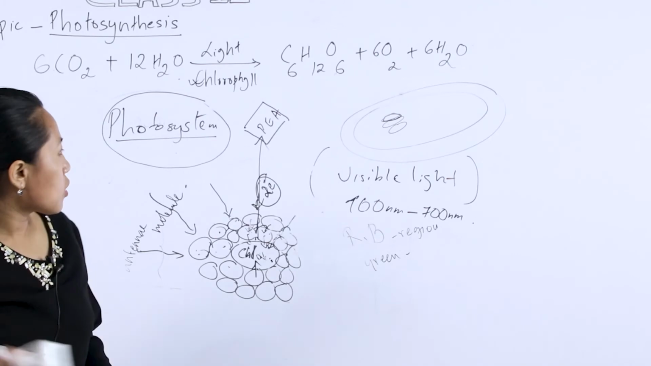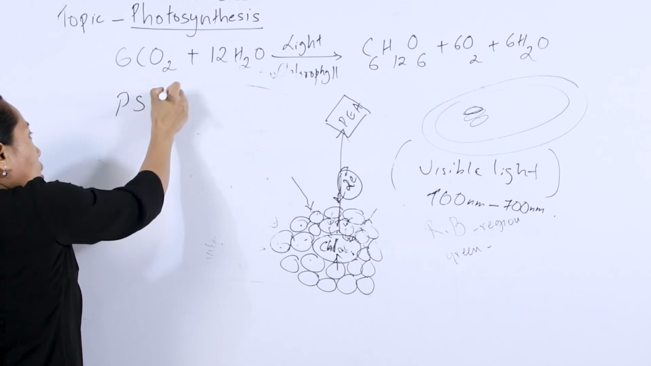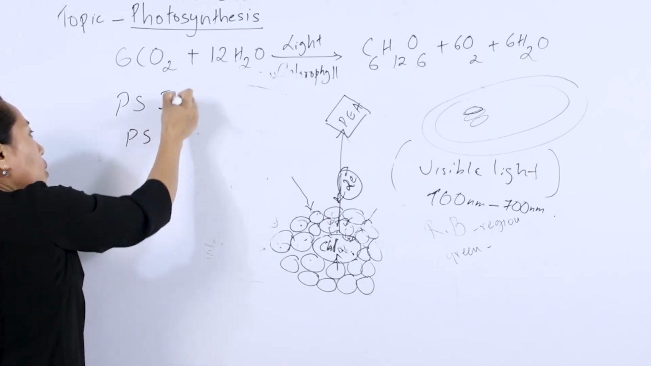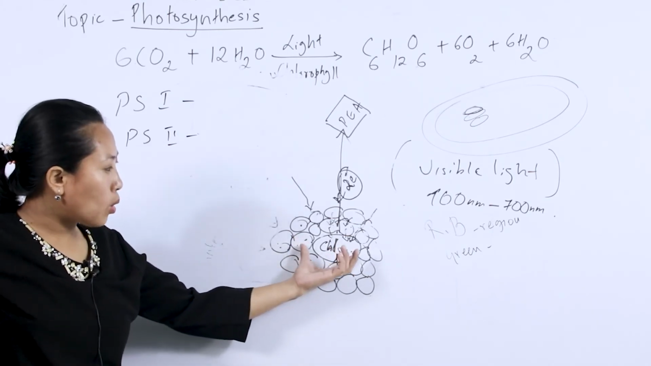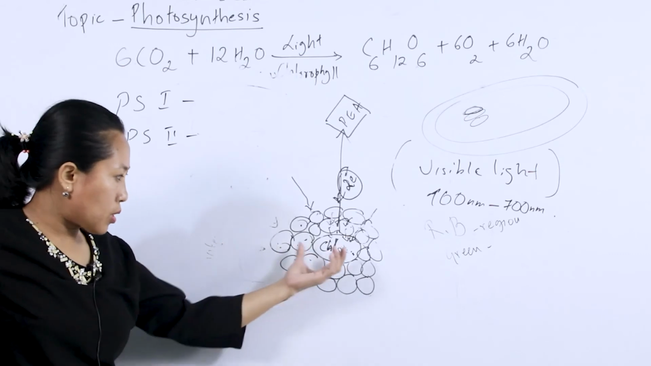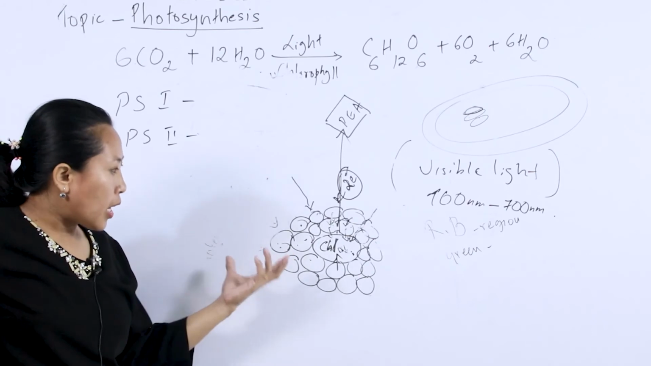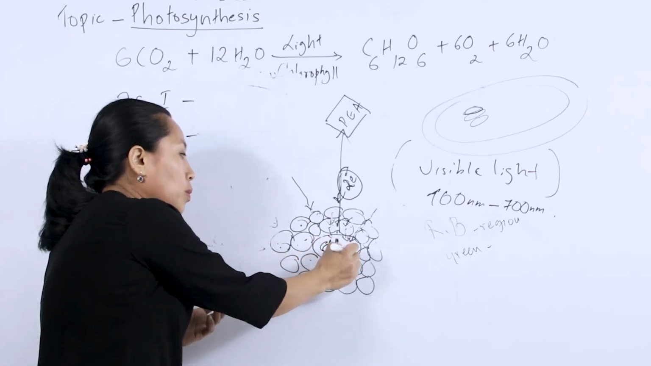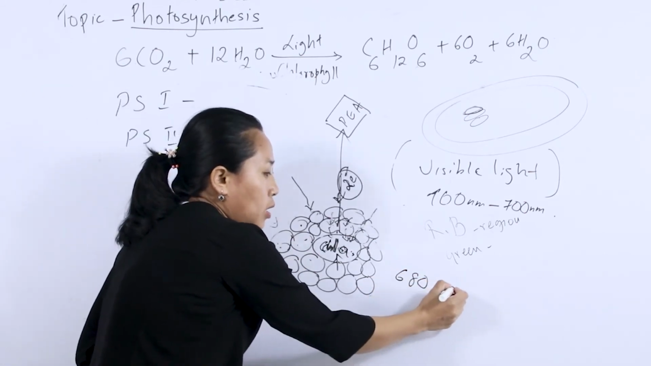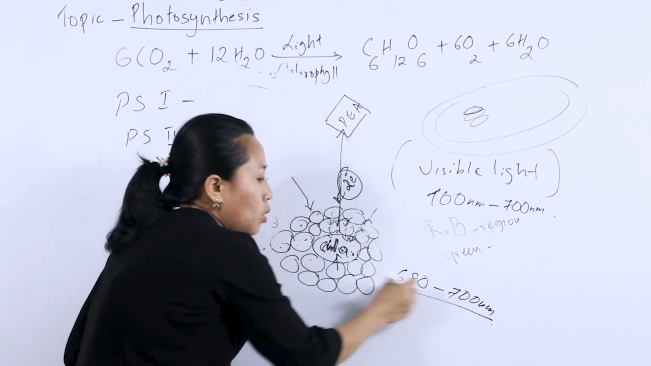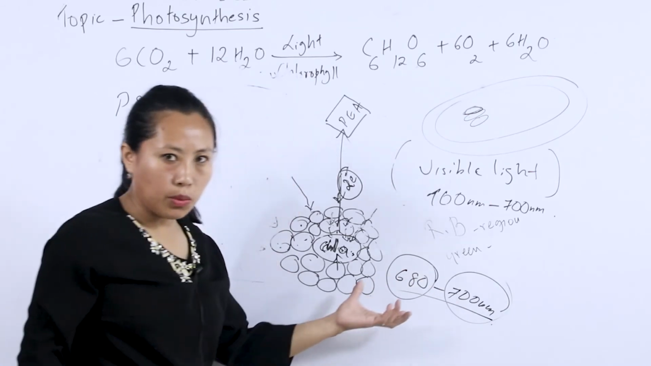So these are photosystem 1 and photosystem 2. In case of photosystem 1, as I have said, all the pigments absorb light of their own respective wavelength, and so also this chlorophyll absorbs light in the wavelength range of 680 to 700 nanometers. So a chlorophyll pigment may absorb light within this wavelength or within this wavelength.